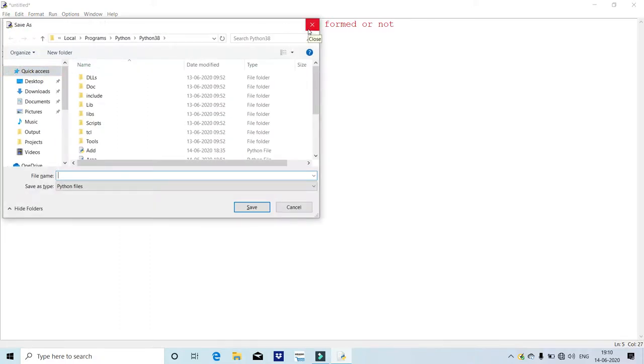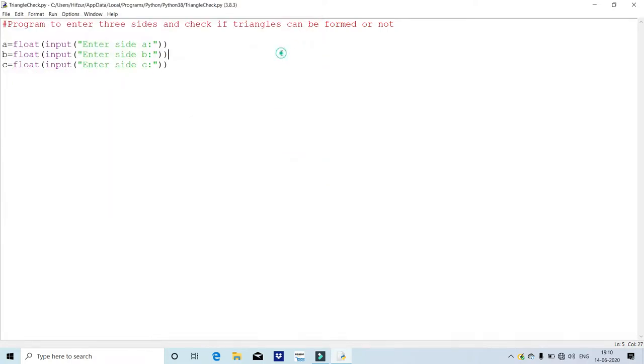Saving the file with triangle check.py because we are going to check if a triangle is formed or not. So, using the if clause, if the sum of the 2 sides, that is A plus B, is greater than C, and there may be a case that B plus C should be greater than A and C plus A should be greater than B. That is, taking any 2 sides, the sum should be greater than the third side.